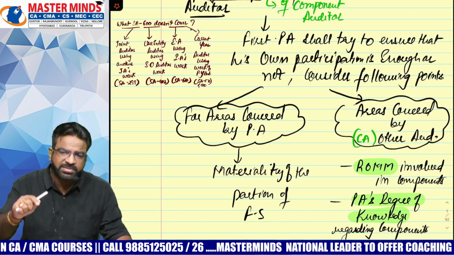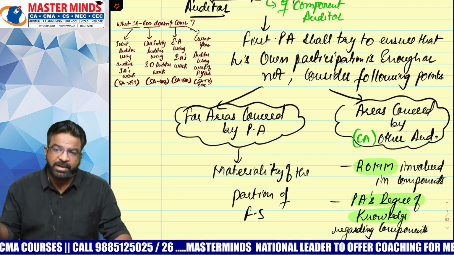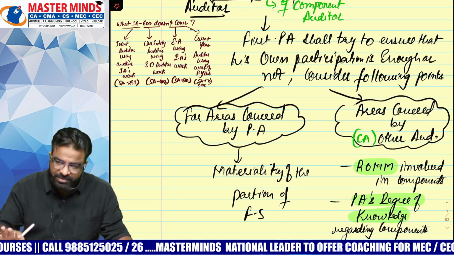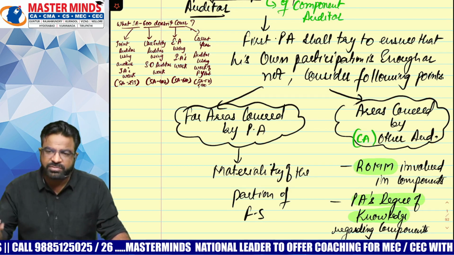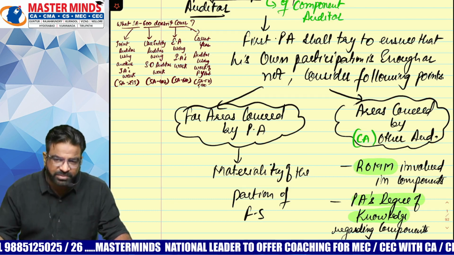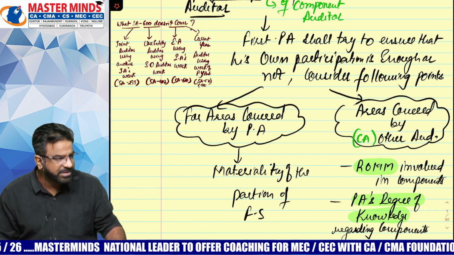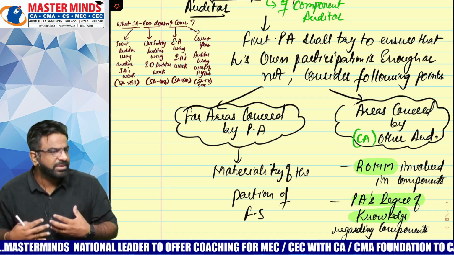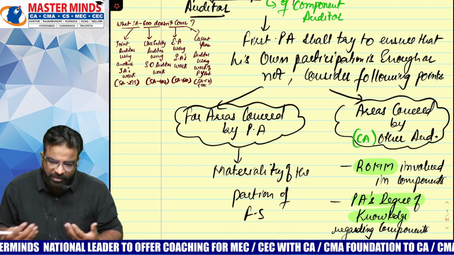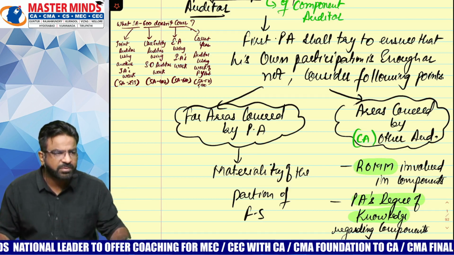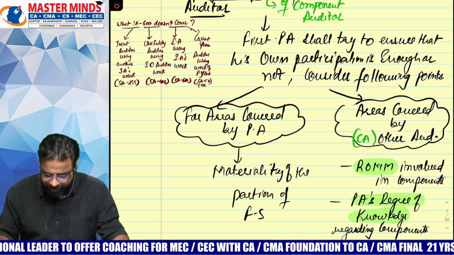Just because there is a component auditor, don't make it obligatory on you that you have to use it. If you need to use it, then use it. But don't use it just because there is a component auditor. So first see whether you are capable enough to do the things on your own or not. If you think that you are not capable, then make use of 600, another component auditor, right?